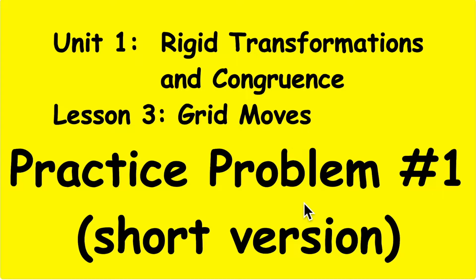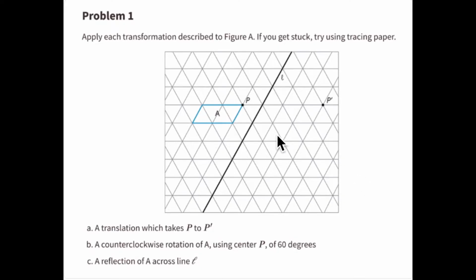This is the short version of practice problem number 1 from lesson 3, grid moves. Unit 1, rigid transformations and congruence. And grid moves refers to moving within a coordinate grid, so 90-degree angles or multiples of 90-degree angles, or an isometric grid, so 60-degree angles or multiples of 60-degree angles. There are 3 parts to problem 1.